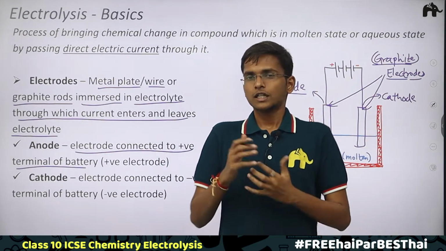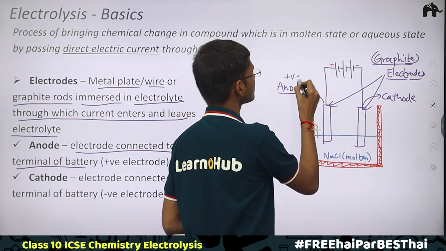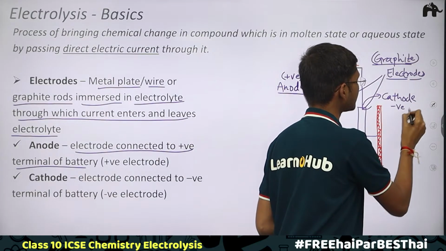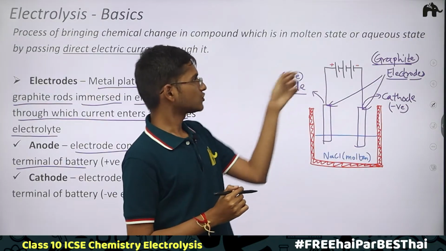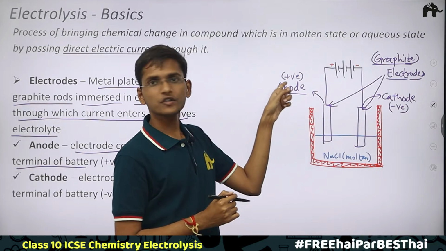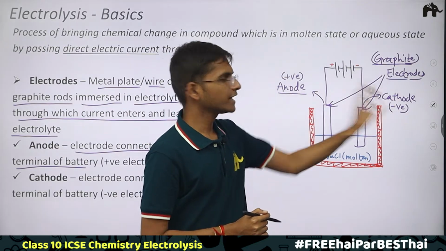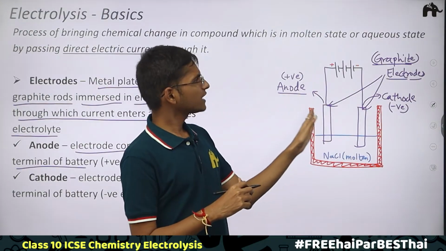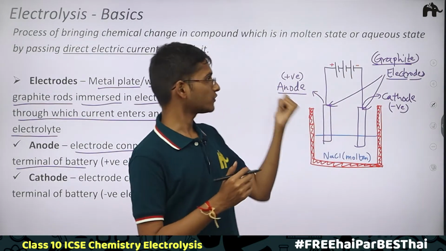Now this anode is a positive electrode, and the cathode is a negative electrode. Now how would you remember it? A simple trick. The anode is connected to the positive terminal of the battery, so it is the positive electrode, and the cathode is connected to the negative terminal, so it is the negative electrode. Clear? Now you might again be confused about which electrode is connected to the positive and which to the negative. Don't worry, I have a solution for that as well.